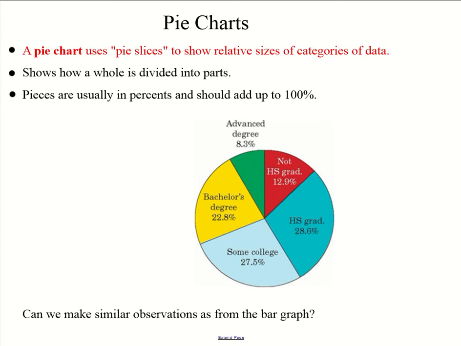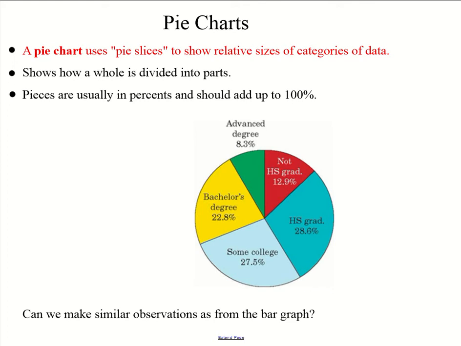And we can tell that high school graduation and some college, those are once again our largest categories. Advanced degree and not a high school graduate, those are once again our smallest categories. And those are the exact same observations we made from the bar graph. We can also notice that high school graduate and some college, those are really close in size. If they didn't have the percentages listed, I might even think that they're the same size.